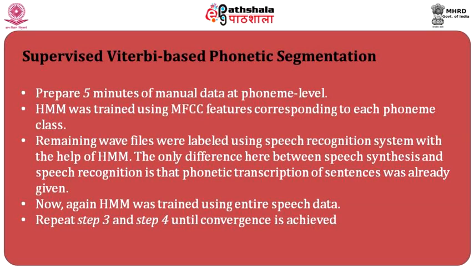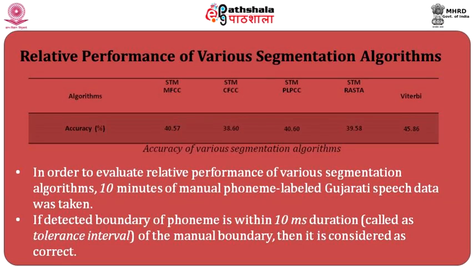Next we move on to the relative performance of various segmentation algorithms. As you can see in this table, the algorithms and their corresponding accuracy are shown. In order to evaluate the relative performance of various segmentation algorithms, 10 minutes of manually phoneme-labeled Gujarati speech data was taken. If the detected boundary of a phoneme is within 10 milliseconds duration, which is known as the tolerance interval of the manual boundary, then it is considered correct.